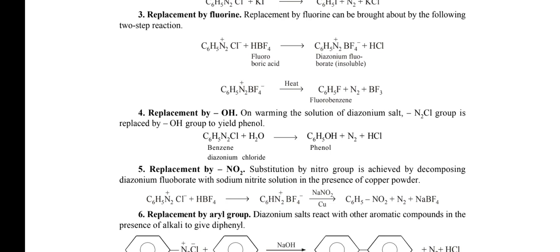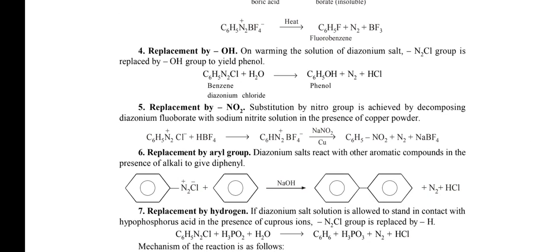Number 4. Replacement by OH. On warming the solution of the diazonium salt, the N2Cl group is replaced by the OH group to yield phenol. Benzene diazonium chloride plus H2O changes into phenol plus N2 plus HCl. Number 5. Replacement by NO2 substituent.